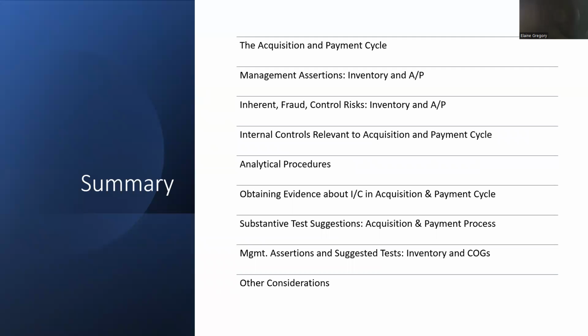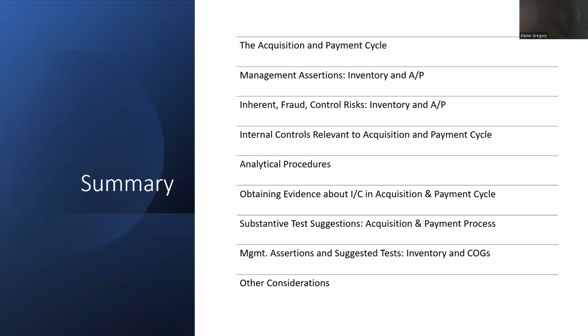So in summary, we took a quick look at the acquisition and payment cycle. We looked at the management's assertions. We looked at the inherent fraud and control risks. We looked at internal controls that are relevant to these cycles. We talked a little bit, not much, about analytical procedures that you can use, how to obtain the evidence, and some substantive testing suggestions for both acquisition and payment process, as well as the inventory and the cost of goods, and just a reminder about some other considerations.